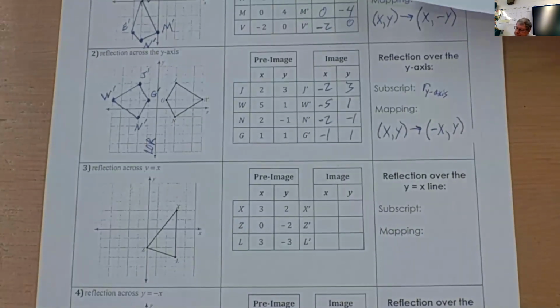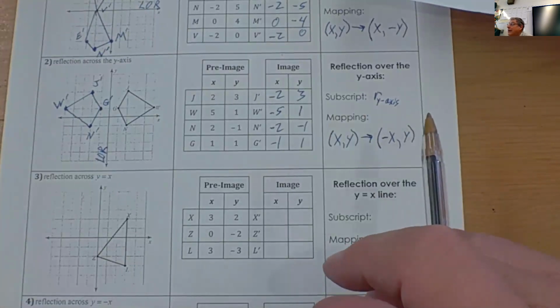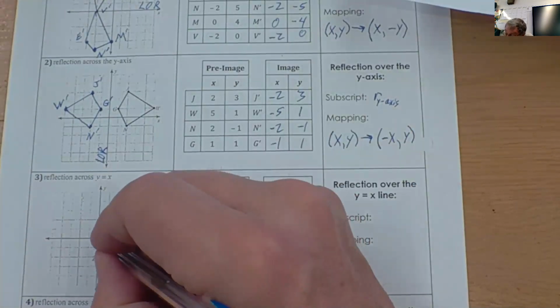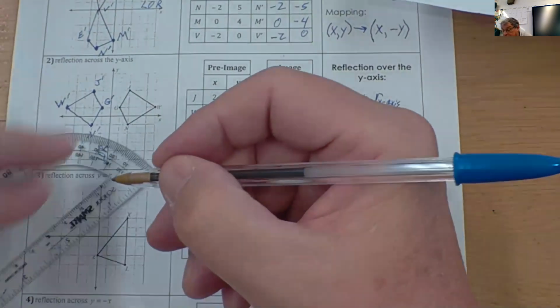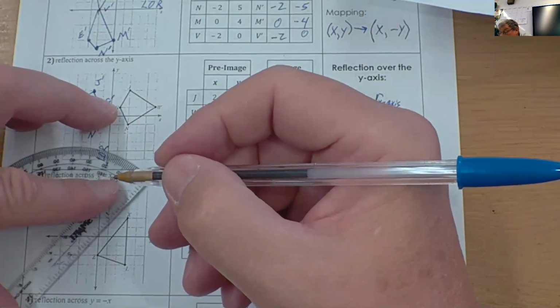The third one. Reflect across the line y equals x. Well, first we have to know what that line looks like. Well, line y equals x. I better use a straight edge or Mrs. Johnson will be beating me. Let's see.